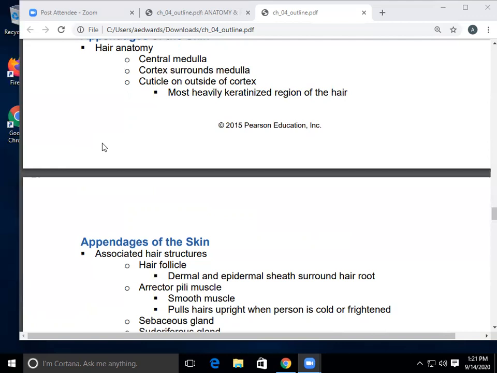So you have a medulla. If we look at the center cross section of a hair, we have the cortex around it. And the cuticle of your hair is going to be on the outside of that cortex. It's the most heavily keratinized region of your hair, and it gives it its structure. But cortex and medulla. Cortex is like a crown, it surrounds the medulla.